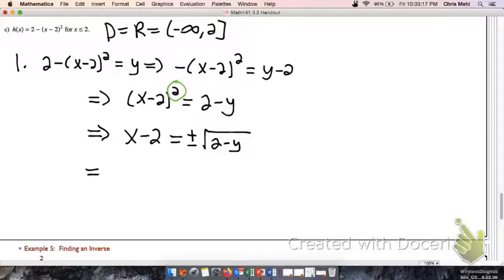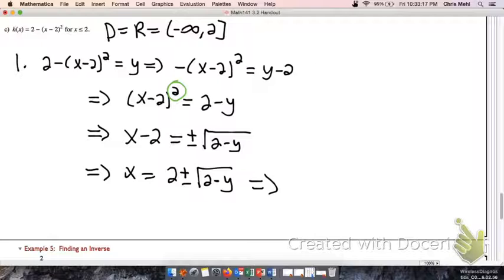Now I can add 2 to both sides. So I'd get 2 plus or minus the square root of 2 minus y. And this might be one of the harder parts: you can't have both the plus and the minus, because otherwise each y value would give you 2 different x values. So I have to choose the plus or the minus. This is where the domain and range of the original function come into play.